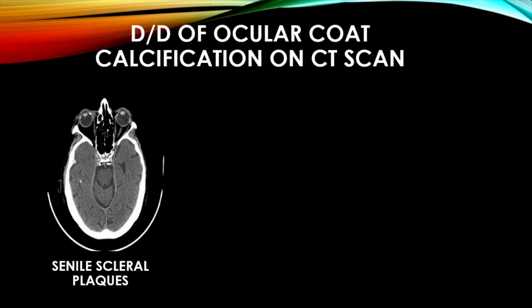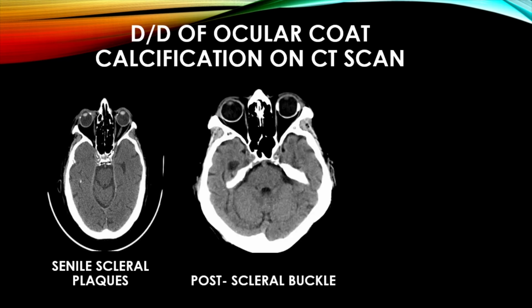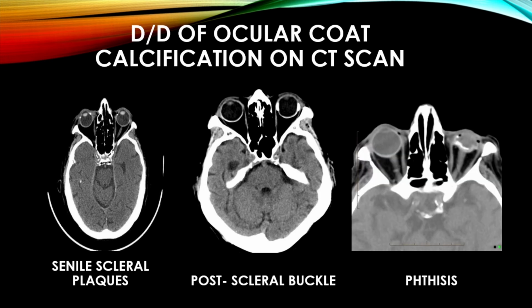Now, the differential diagnosis of ocular coat calcification on CT scan. First is senile scleral plaque, where there is scleral calcification at the insertion of the medial and lateral recti. Then, in the posterior segment, there would be calcification of the posterior coat. And the third is phthisis bulbi, in which there is calcification of the posterior coat of the eye.